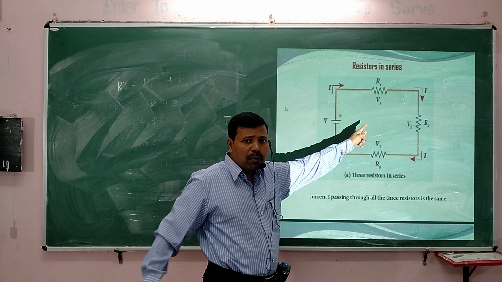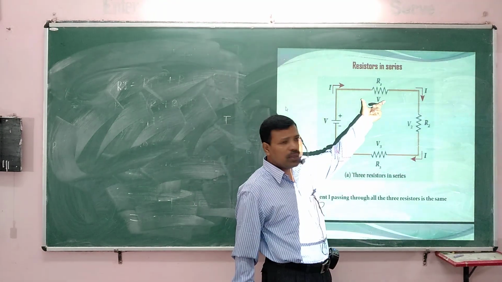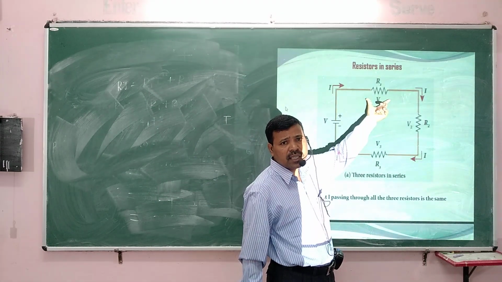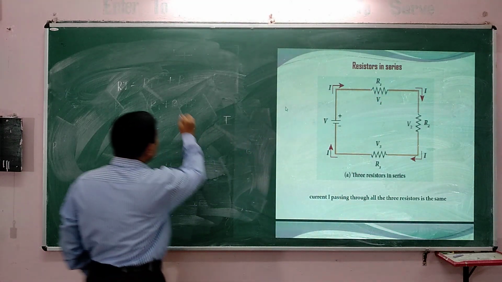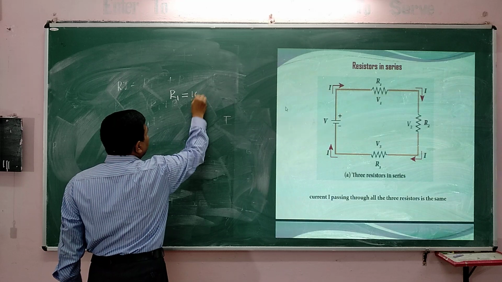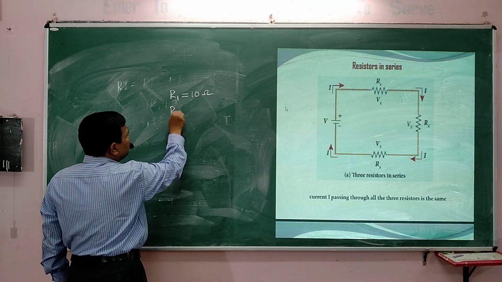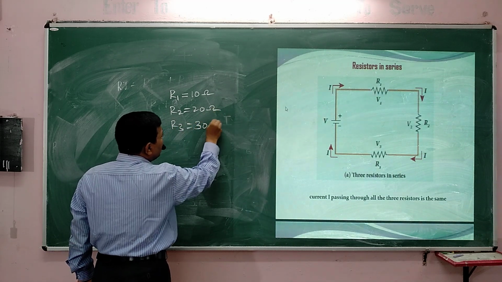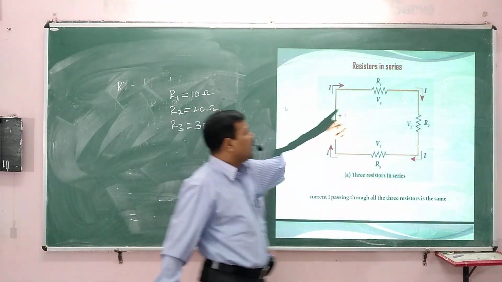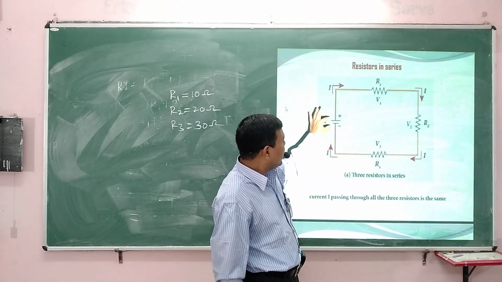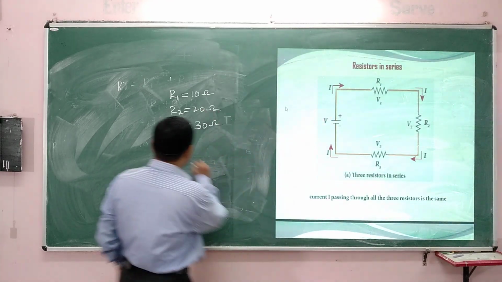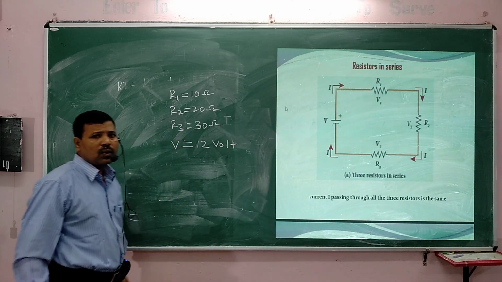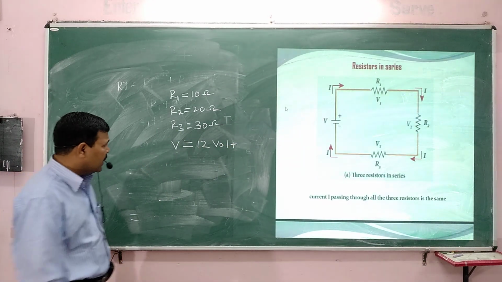Suppose in this problem we would like to know what is V1, what is V2, what is V3. Suppose here is R1 whose value is 10 ohms. R2 is 20 ohms and R3 is 30 ohms. 10, 20, 30. And the potential difference is 12 volt. How do you calculate?